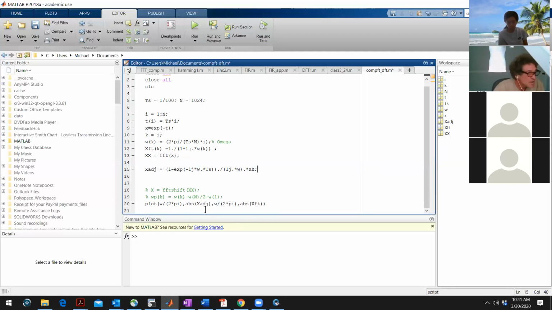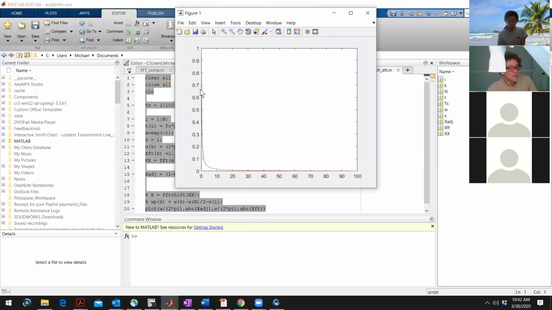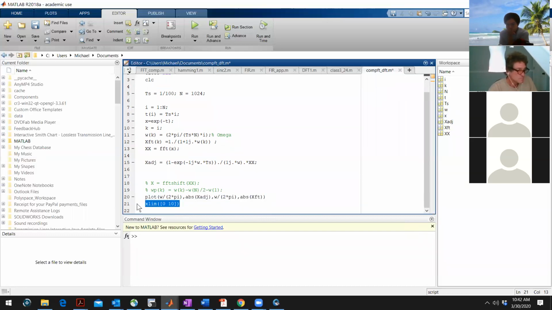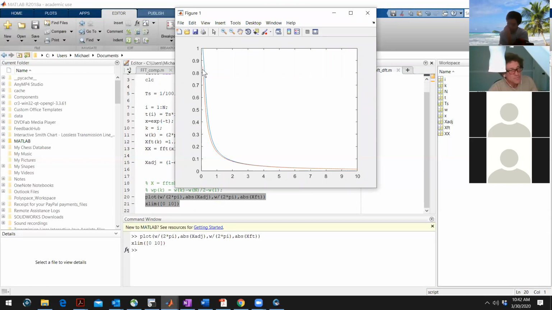So here, first I plot the XFT is the last part, the actual adjusted value is here, the adjusted DFT. So when I run this, here they're indistinguishable, but there's only information of really of interest out to 10, so I can limit this. When I do the plot, I can say X limit 0, 10. Hopefully that'll do it. And you can see they're very, very close.